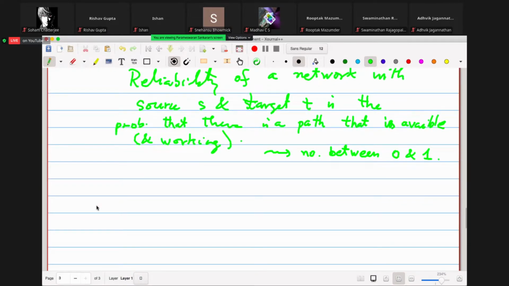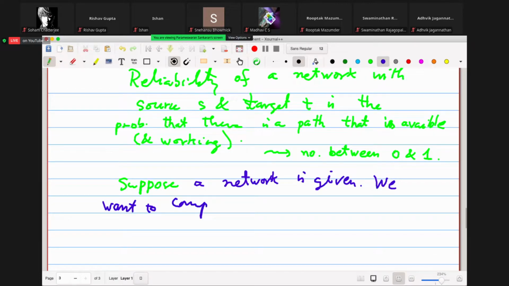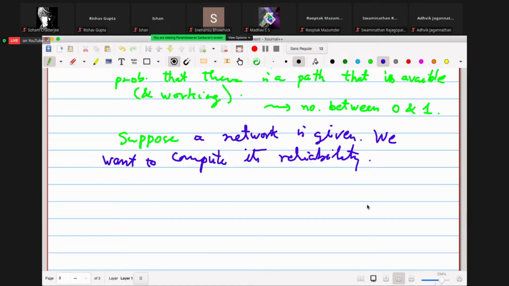And the problem is, suppose I give you a network, how to compute its reliability. The network with the data about X, the probability of any edge working, that data also should be given if we want to compute its reliability. So let us take a simple example.